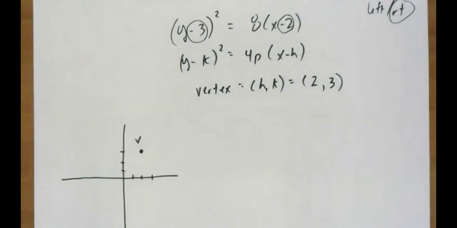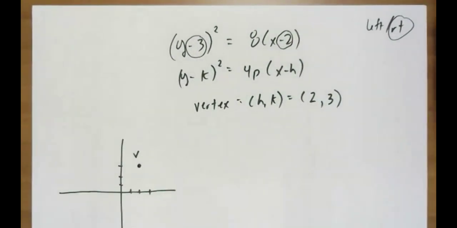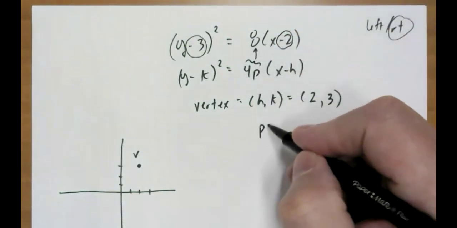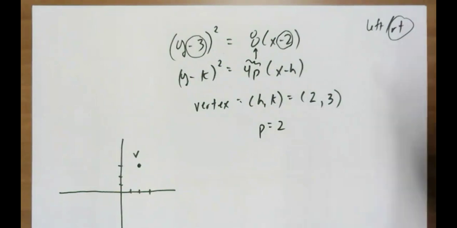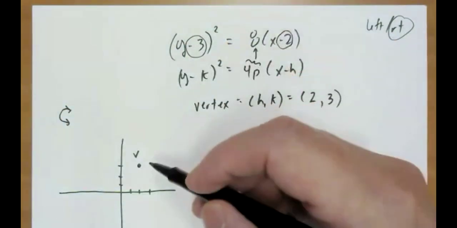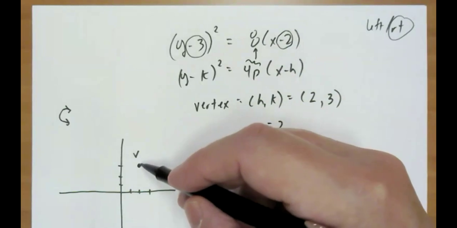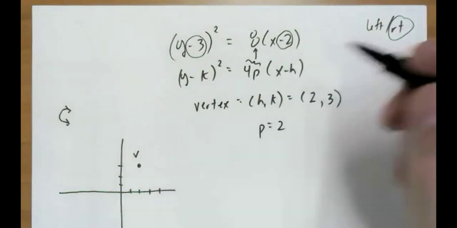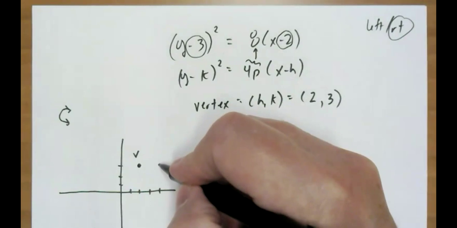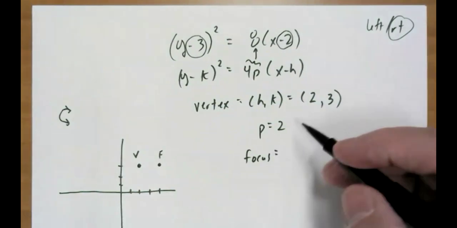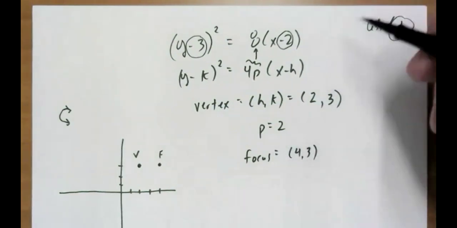Now, just like I said a few minutes ago, I can figure out everything I need if I know the vertex and the value of p. Well, 4p is 8. It's pretty obvious p is 2. Since this is a right parabola, this is what I do so I don't confuse myself. If the vertex is here, the focus is going to be to the right because the focus is always inside the parabola. I'm going to move 2. So 1, 2. Let's write this down so we can enter into the computer. So the focus is actually 4, 3.